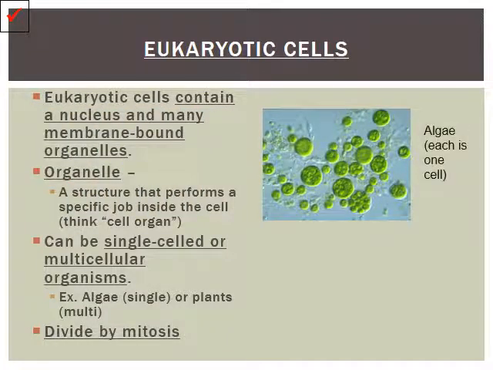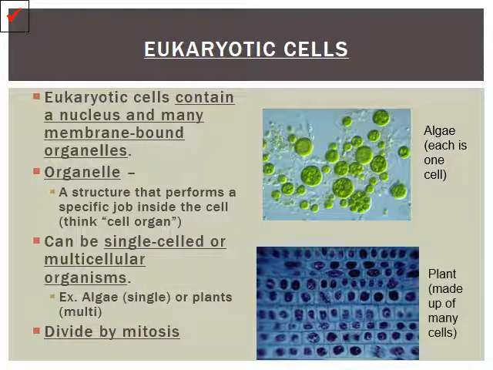So here's an example of some algae. Each one is only one single cell, so those are our single-celled eukaryotics. And this is a group of plant cells that go ahead and make up a plant. So plants, multicellular.